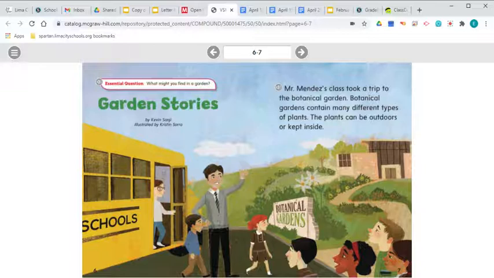Mr. Mendez's class took a trip to the botanical garden. Botanical gardens contain many different types of plants. The plants can be outdoors or kept inside. So after I read this page, I wonder what kind of plants are in a botanical garden. Do you think the class will see trees or flowers or other kinds of plants? Do you have any questions about what they might see?